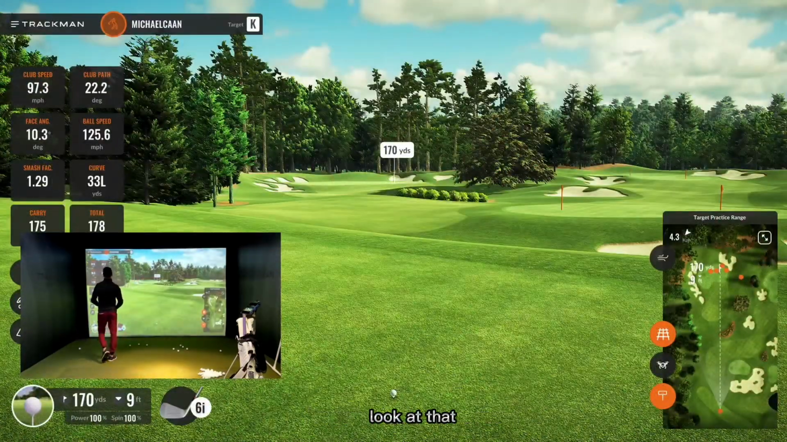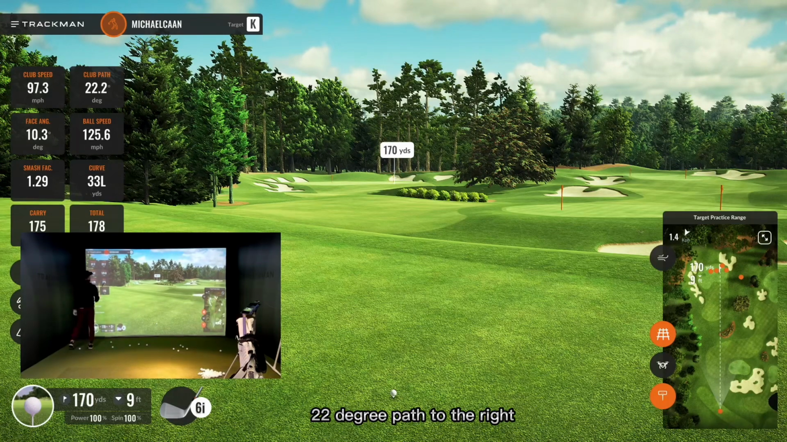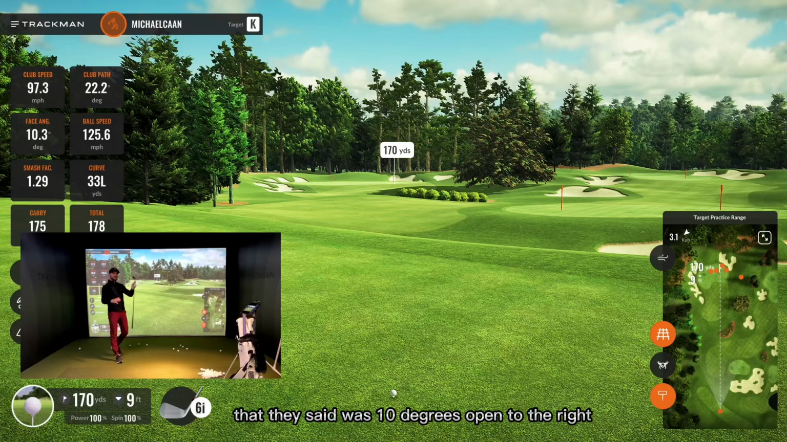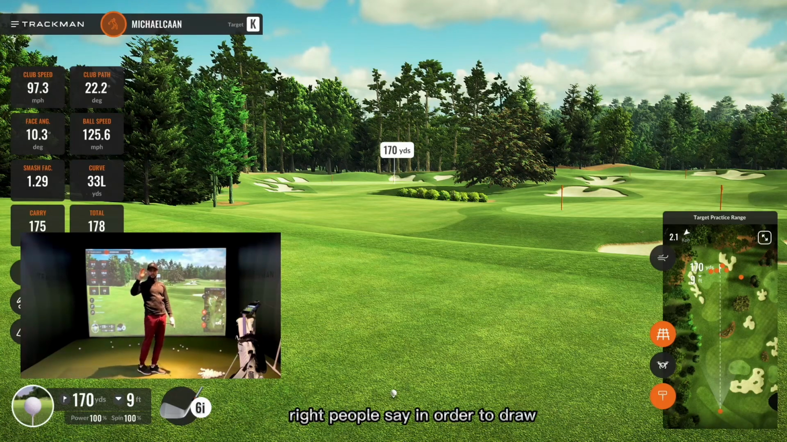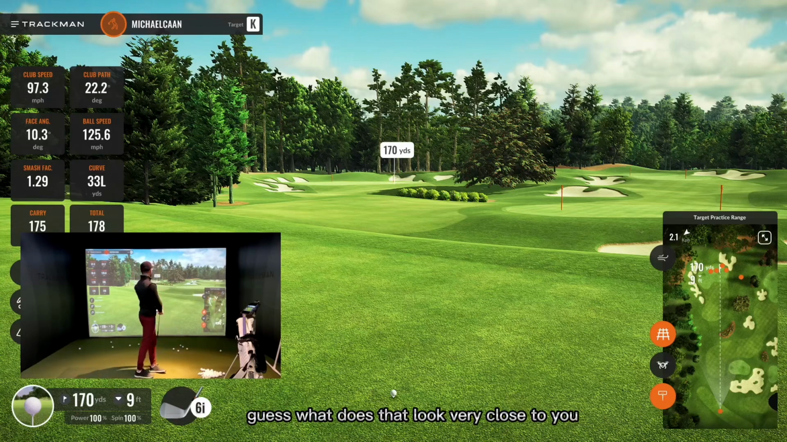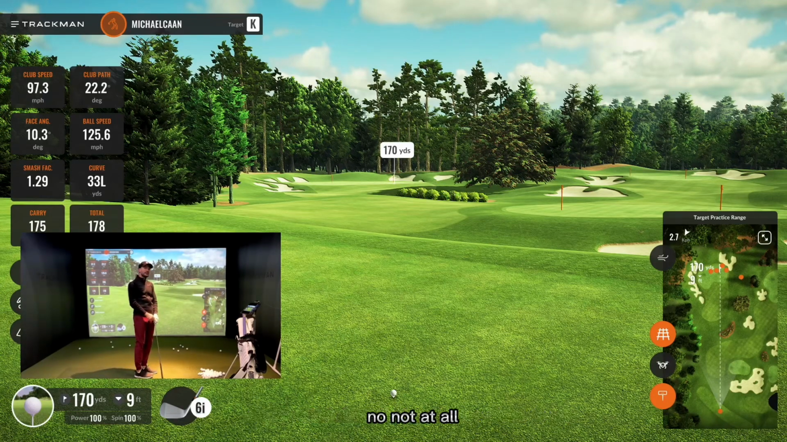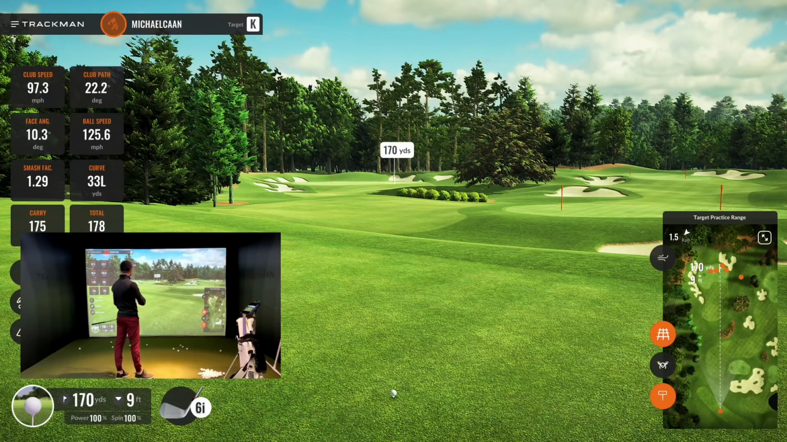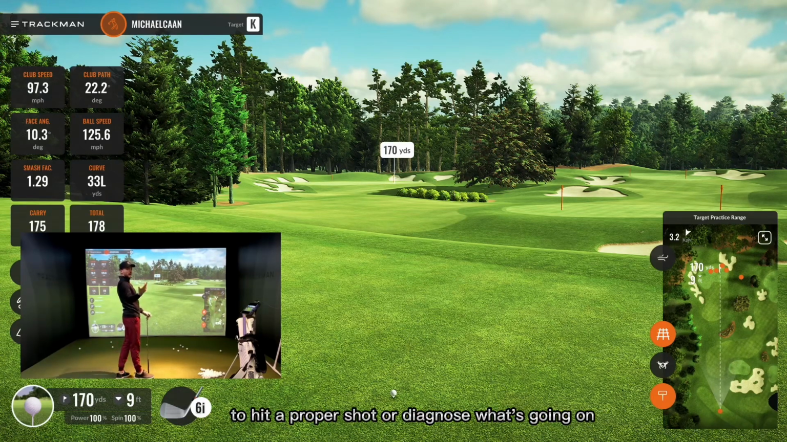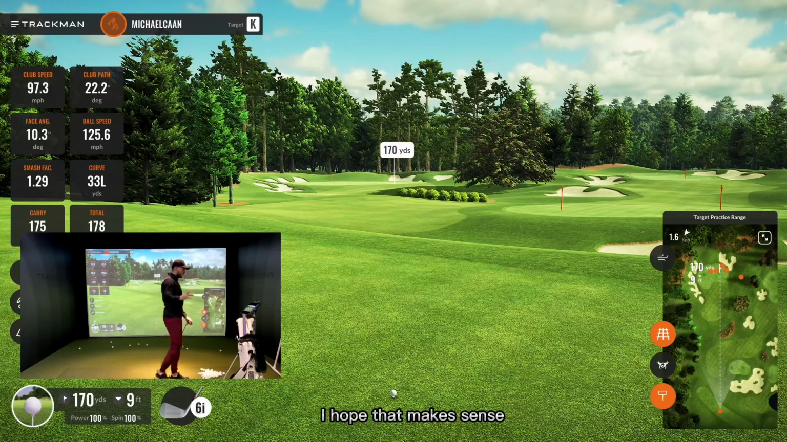Big difference, right? Because that curves so much. Look at that. 22 degree path to the right. 10 degree face angle. That face angle is 10 degrees open to the right. Right? And people say, in order to draw it, you have to close the club face. Guess what? Does that look very closed to you? No, not at all. Right? So you need to understand the ball flight laws to hit a proper shot or diagnose what's going on. I hope that makes sense.